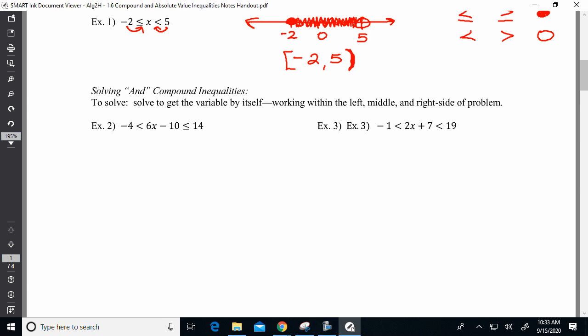So when we have to solve a compound inequality and it's "and", we still solve to get the variable by itself. Notice that the variable is in the middle. To get the variable by itself, you would have to add 10. That cancels out. And then divide by 6.